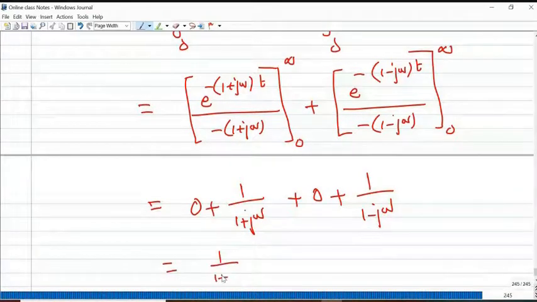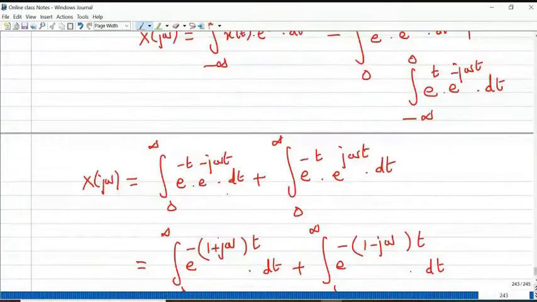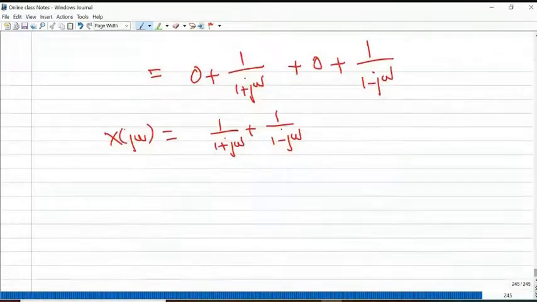1 divided by 1 plus j omega plus 1 divided by 1 minus j omega. So this is the result for e power minus modulus t. And please remember, in the second step, replace your integration minus infinity to 0 by 0 to infinity, otherwise you will get an infinite result.